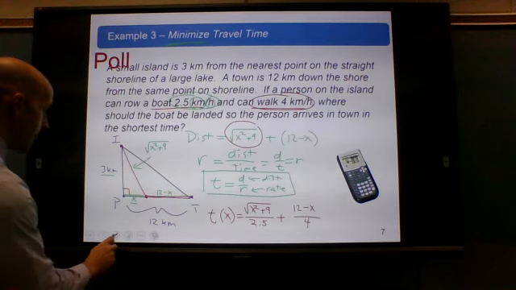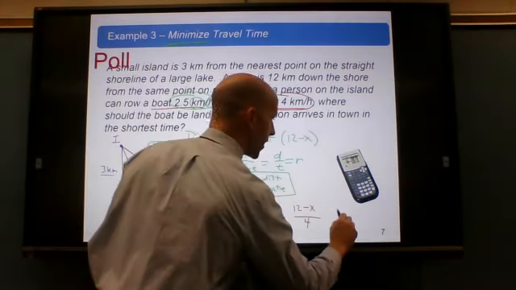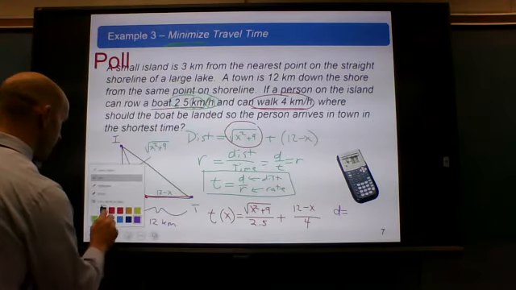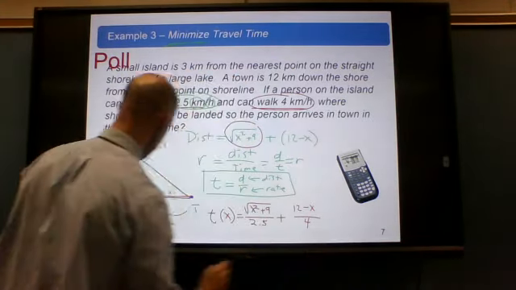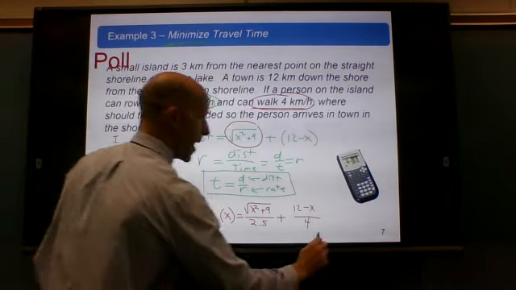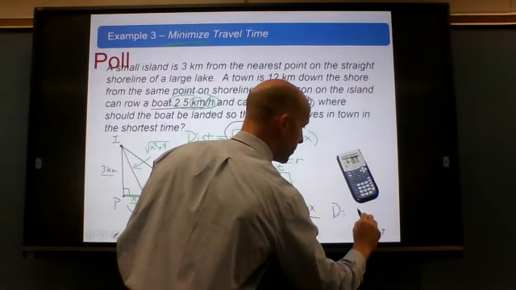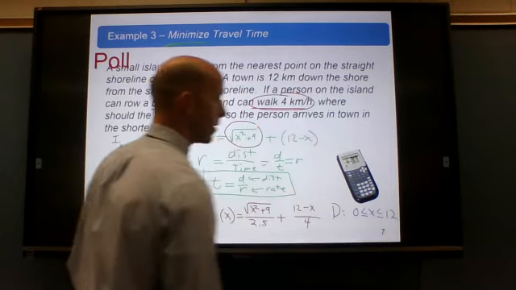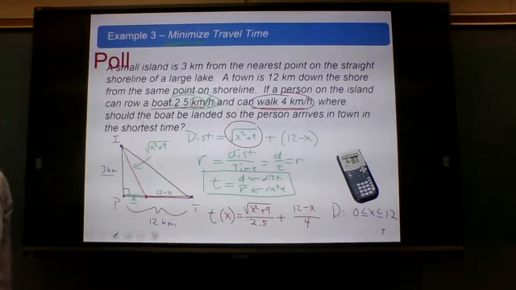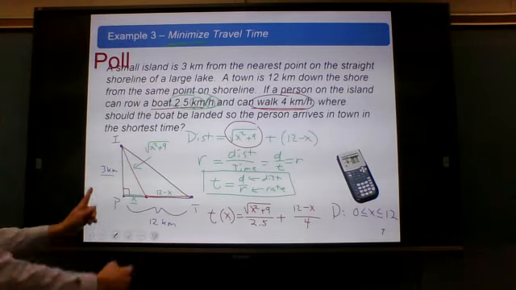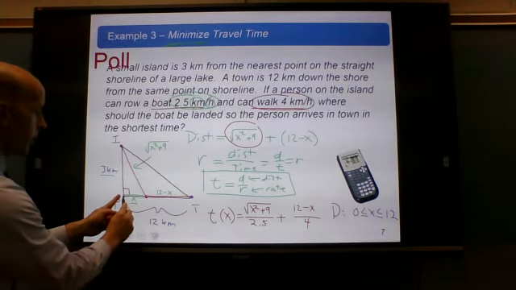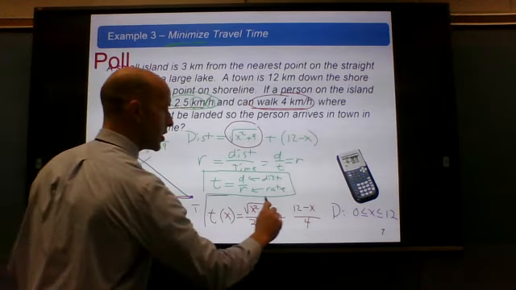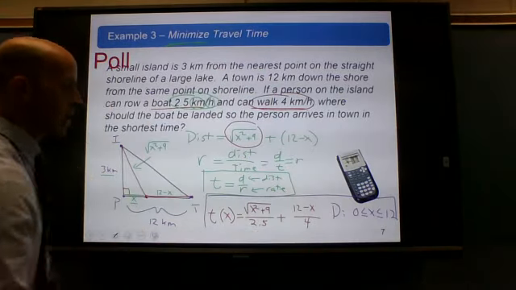Now, again, I'm going to go ahead and mention the domain right now before I forget, like I did on the last two examples. Our domain here, let me use the correct notation. Our domain is simply going to be 0 less than or equal to x less than or equal to 12. So as long as x is in between 0 and 12, we're okay. In other words, anywhere in between point P and point T is legal. So this is the key information for this problem. And notice we're already down to one variable.